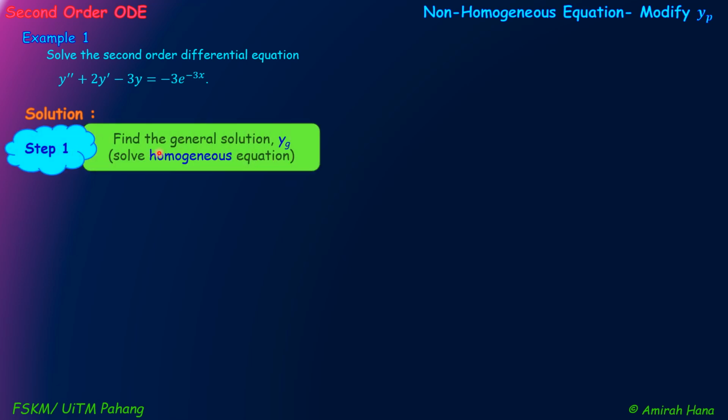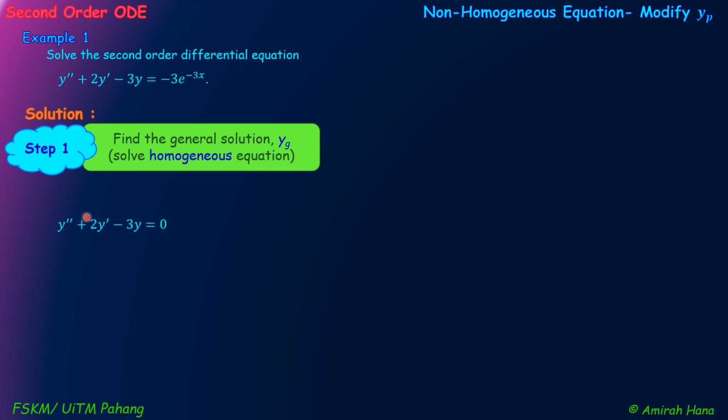Find the general solution YP. To find YP means we need to solve the homogeneous equation. I mean the homogeneous equation for the second order ODE. How to solve the homogeneous equation for a second order ODE?